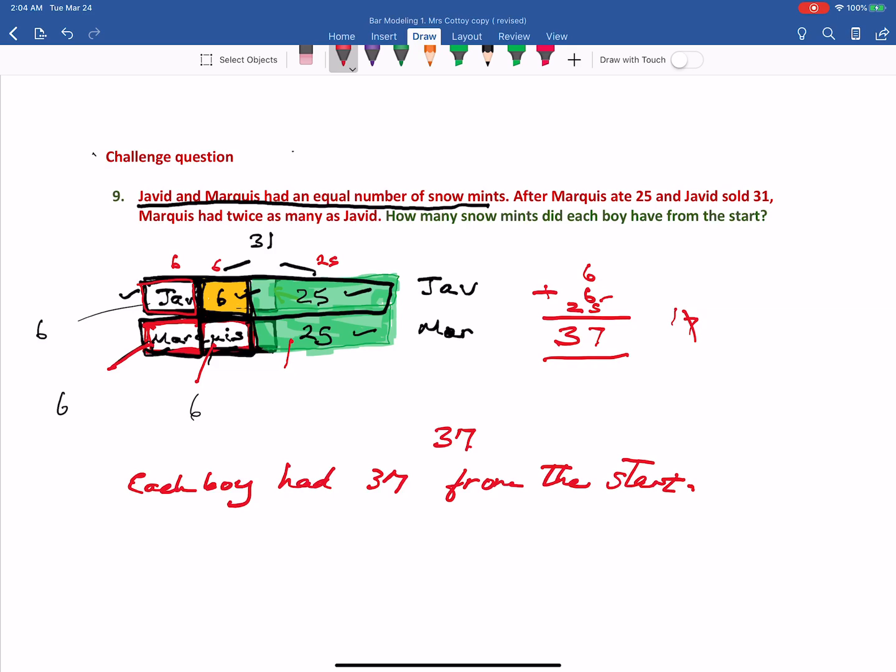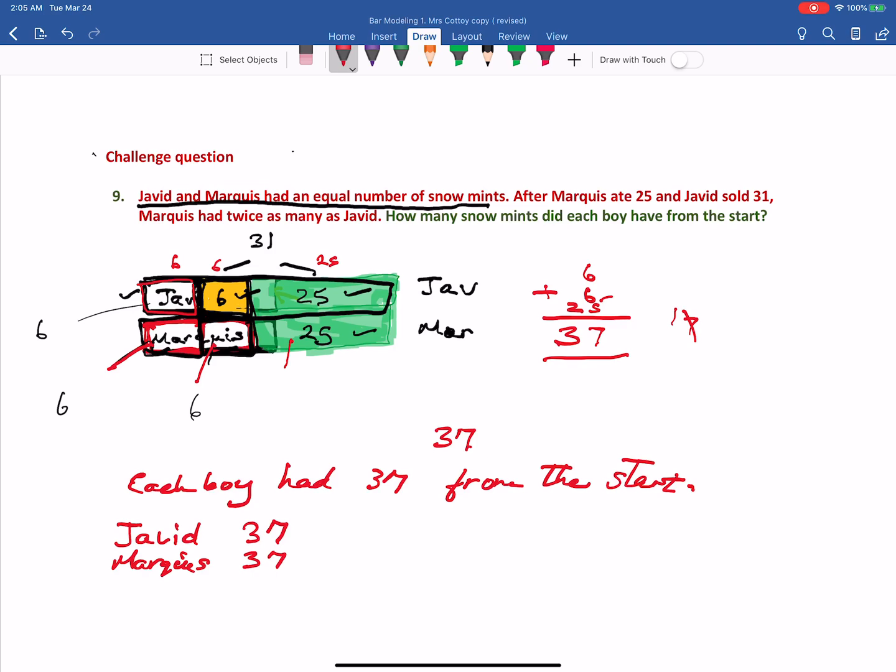Let's make sure this question is adding up. Now that we know the numbers, Javid and Marquis had an equal number of snowmen. So that means Javid had 37, and Marquis also had 37.